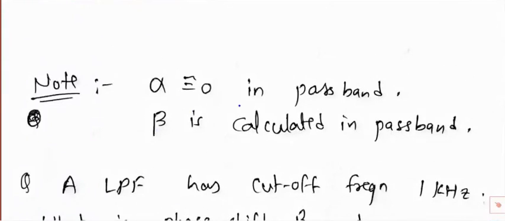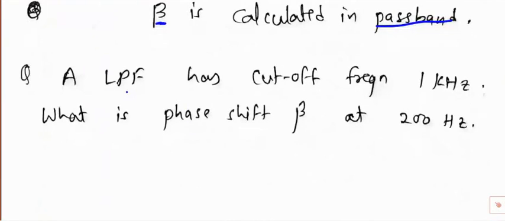So one note, alpha is 0 in the pass band and beta we are calculating in the pass band. मैंने alpha बोला, beta के बारे में नहीं बोला. Beta we always calculate in the pass band. Beta, phase shift, we calculate in the pass band. Okay. Next question.